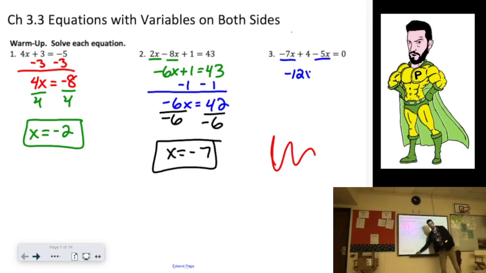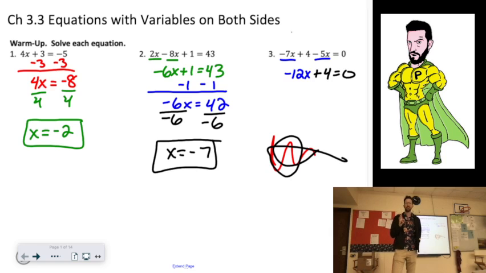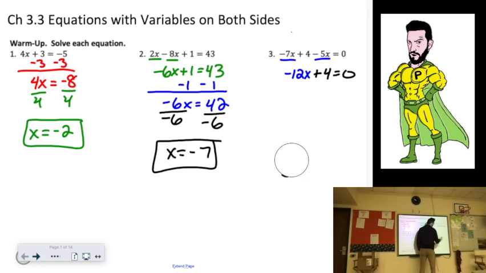We'll see when stuff shows up. Maybe. Who knows? So while that's loading up, we're going to have one new step today, and it's to get the variables on the same side of the equals. So, okay, here. There we go. Let's see what we can do.